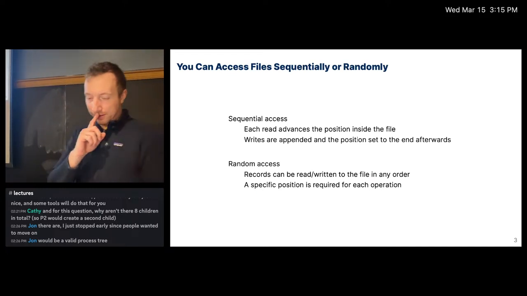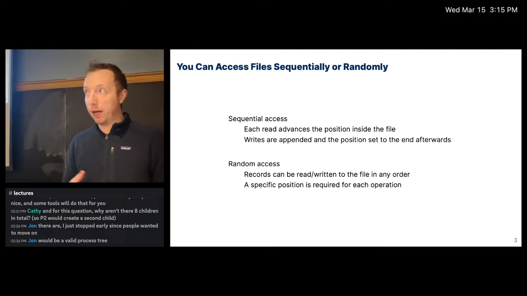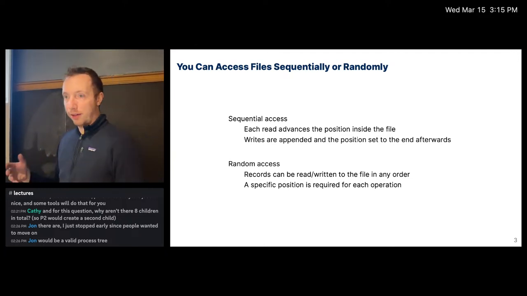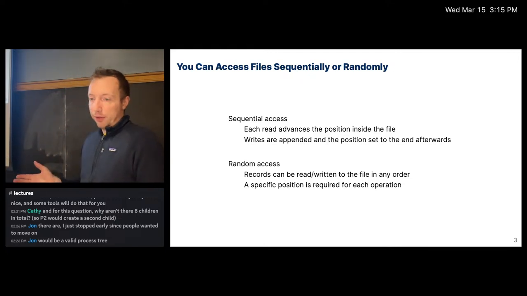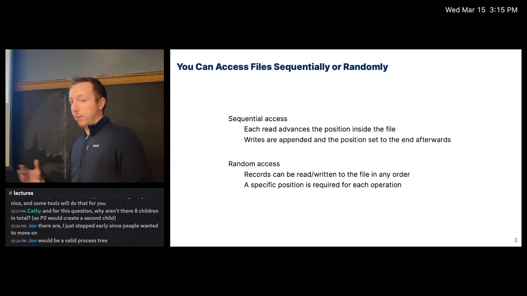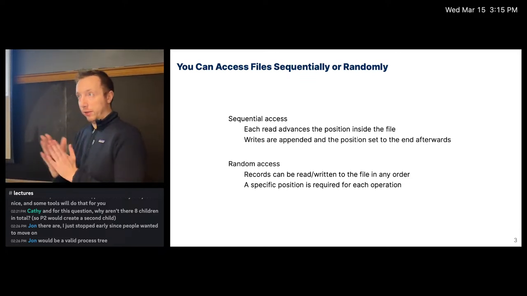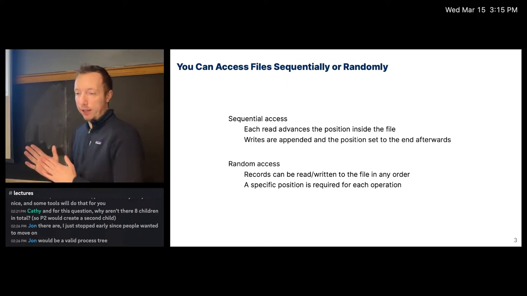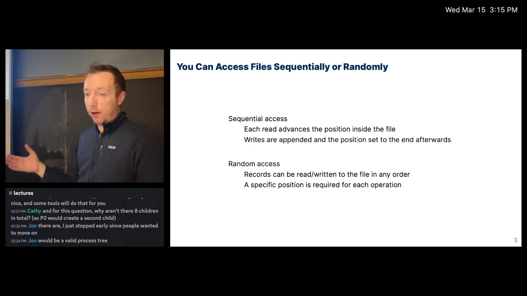So when we access our files, we'll either access them sequentially or randomly, and this ties into the whole memory thing. If you read a file sequentially, that's what we've usually been doing if we open a file and we read it. Whenever you use the read system call, it advances the position inside the file internally, and we'll see what that looks like a bit today. And then next time you call read, it just continues from where it left off.